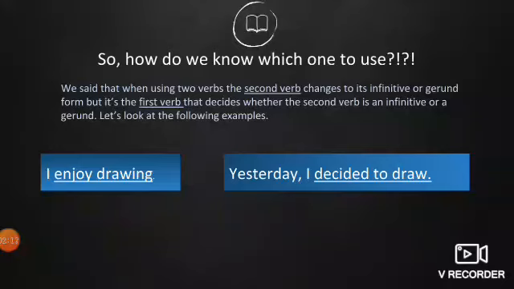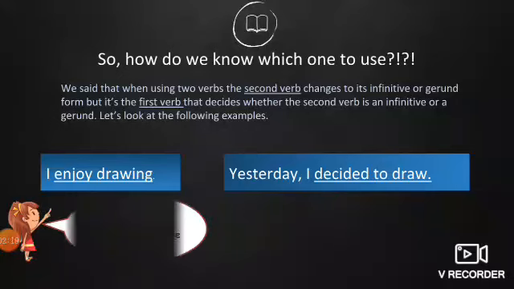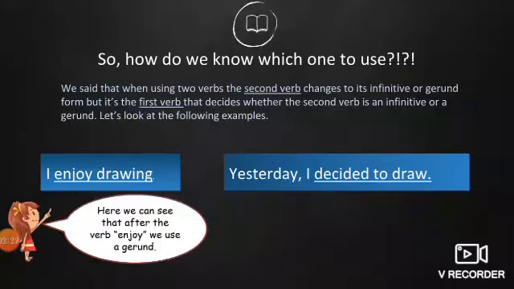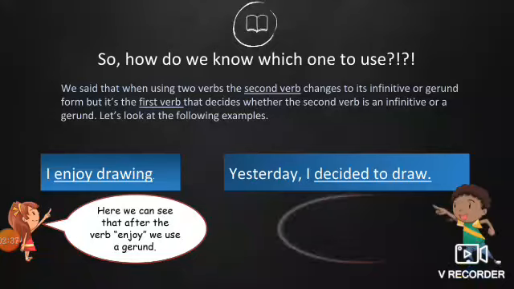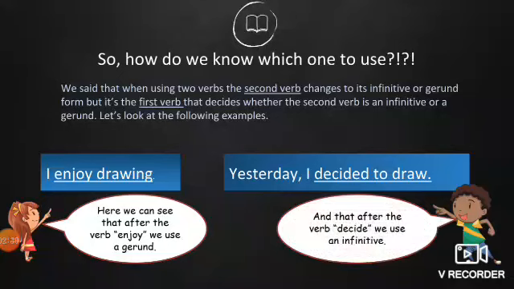Okay, now looking at these two examples, we see enjoy drawing and decided to draw. Here, we can see that after the verb enjoy, we use a gerund. So this is a general rule that after the word enjoy, any verb that comes after enjoy, we use it with the ing. And after the verb decide, we use an infinitive. Okay, any verb that comes after decide, we will use the infinitive.